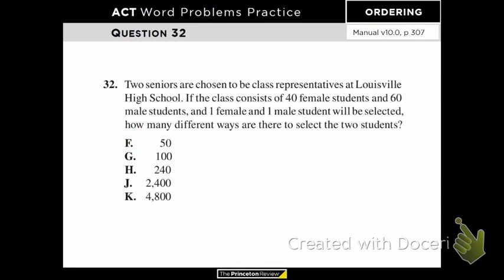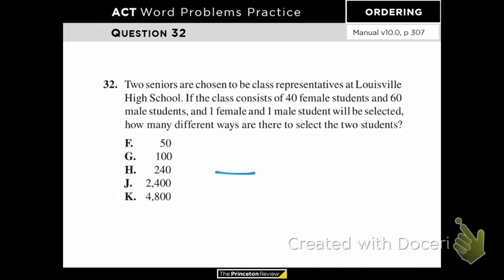Two seniors are chosen to be class representatives at Louisville High School. If the class consists of 40 female students and 60 male students, and 1 female and 1 male student will be selected, how many different ways are there to select the 2 students?